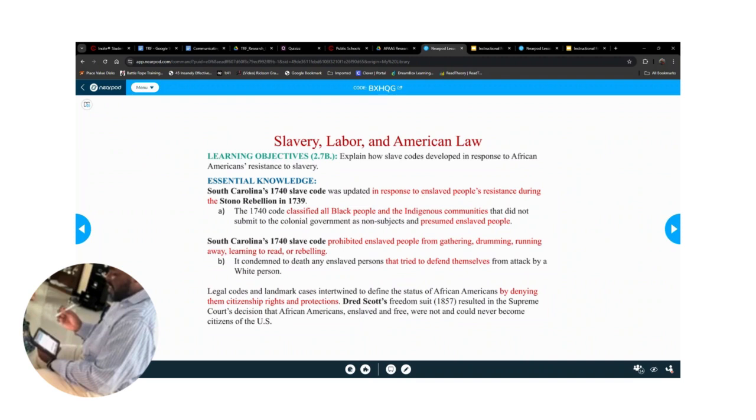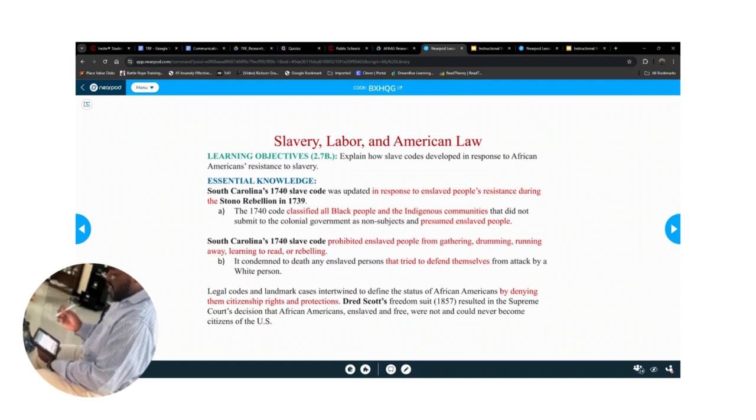This predates that. Okay? So the 1740 code classified all black people and the indigenous community. Who's the indigenous community? Native Americans. So if you was brown color, does anybody got me on that? If you was brown complexion, you're presumed to be what? A slave. Yes. If you had any melanin, based on the 1740 South Carolina slave code, you were perceived as a slave. Is everybody following me so far?